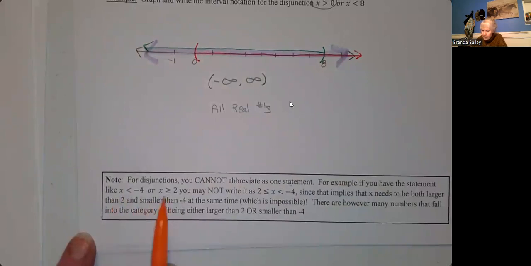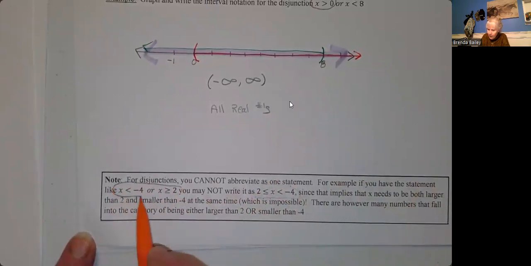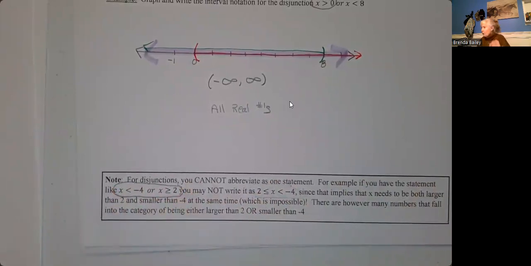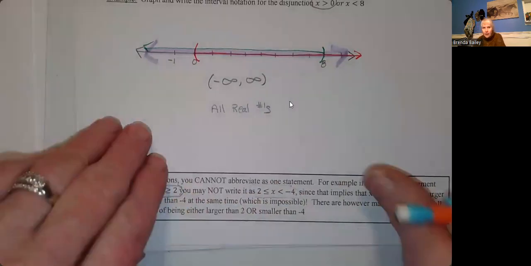That's what they're talking about here. You can write it, let's see, for example, if you have the statement x is less than -4 or x is greater than or equal to 2, you may not write it like this. When these are less than, the small number always has to be over here and the 2 has to be over here. Just remember that when you have these statements with the or, you have the two sections and you'll have the union.